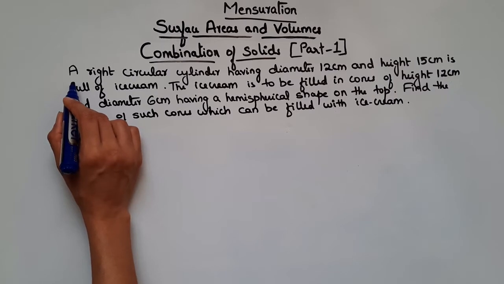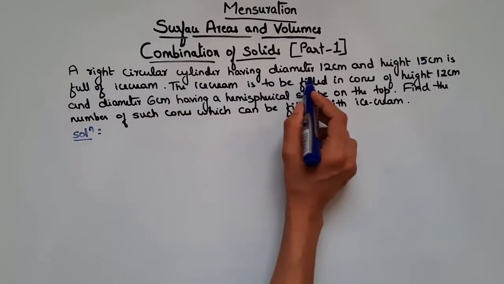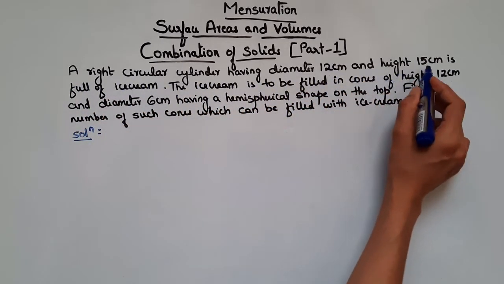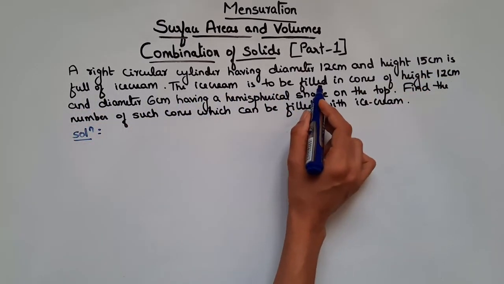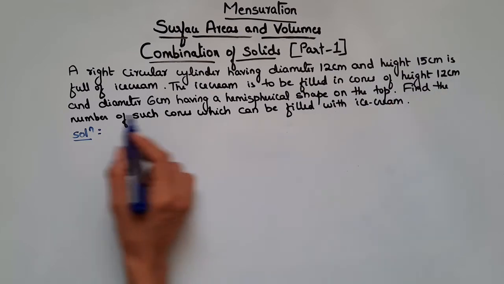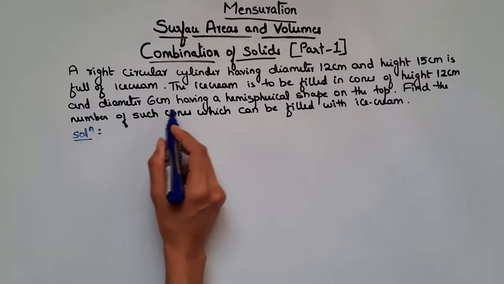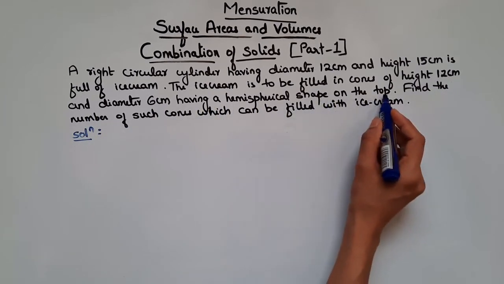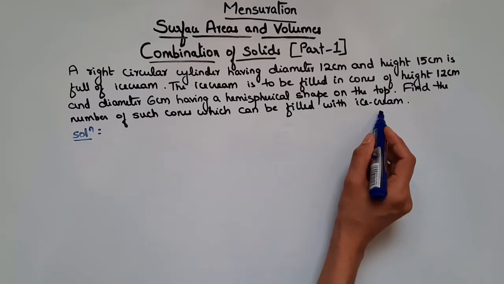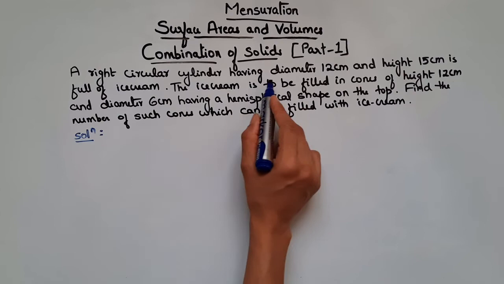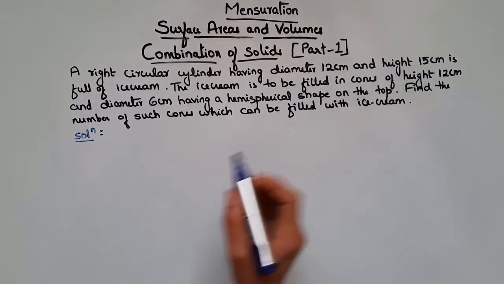Here it says a right circular cylinder having diameter 12 cm and height 15 cm is full of ice cream. The ice cream is to be filled in cones of height 12 cm and diameter 6 cm having a hemispherical shape on the top. Find the number of such cones which can be filled with ice cream. So here we have a right circular cylinder of diameter 12 cm and height 15 cm.